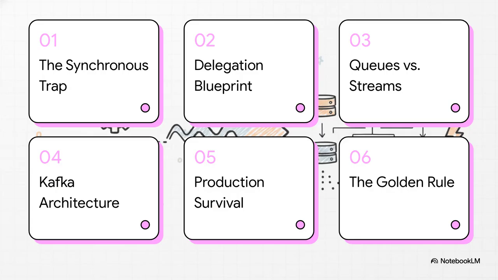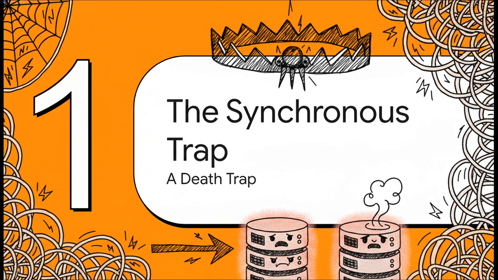We've got a lot of fascinating ground to cover today. We'll start with the synchronous death trap, move into the delegation blueprint, compare queues versus streams, demystify Kafka's architecture, run through a production survival guide, and then wrap it all up with the golden rule. Let's get to it. All right, part 1, the synchronous death trap.